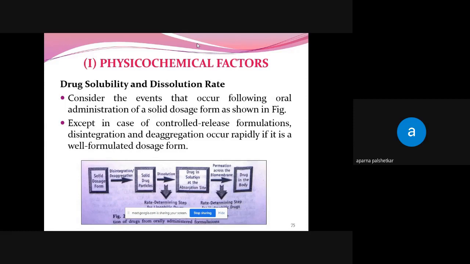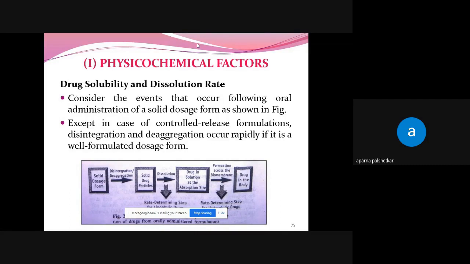Now, as shown in this picture also, we can see there is a solid dosage form, which you can take as an intact tablet. This tablet should undergo disintegration and deaggregation so that it forms particles. These particles are ready to get wet by the biological fluids or the GI contents or GI fluids. And by wetting, it will undergo dissolution. And then the drug will go into the solution form. And once it is in the solution form, it is ready for absorption.